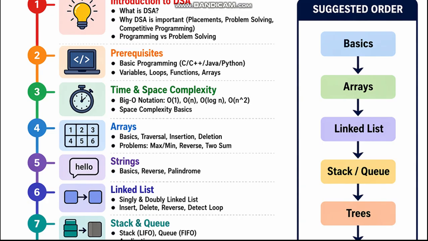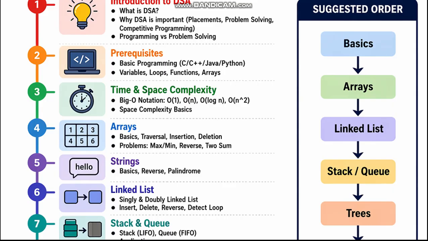And then you will go for time and space complexity, which is one of the most important concepts. You will learn about notations like big O notation, O(1), O(n), O(log n), O(n squared) and other notations. This helps you understand how efficient your code is, and also learn about space complexity, that means how much memory your code actually uses.